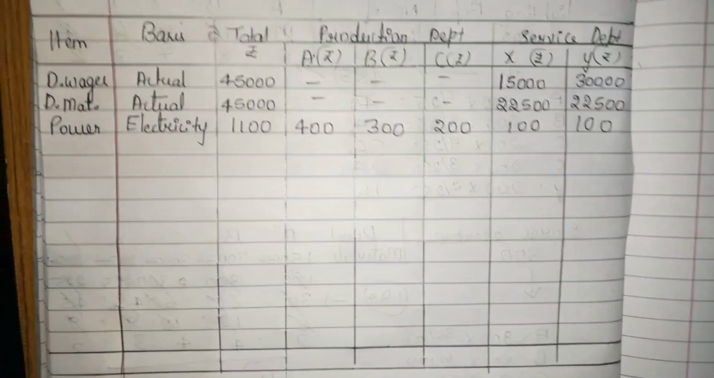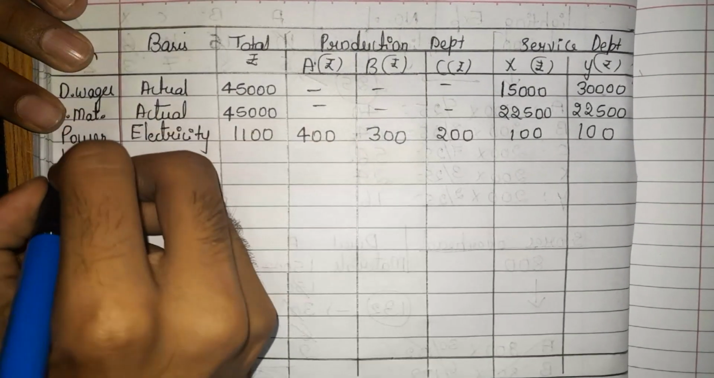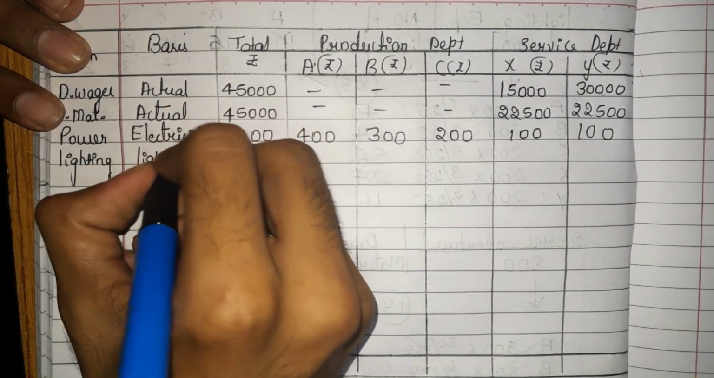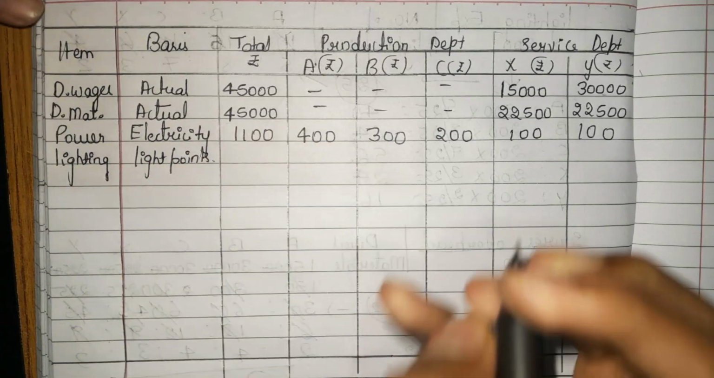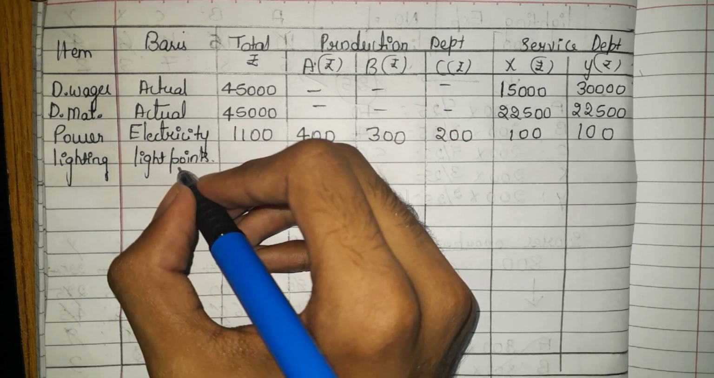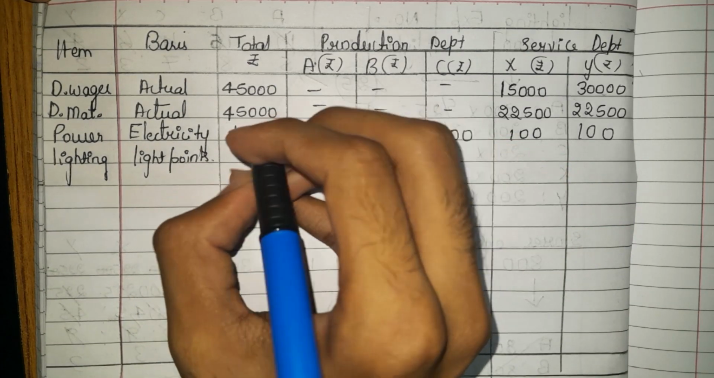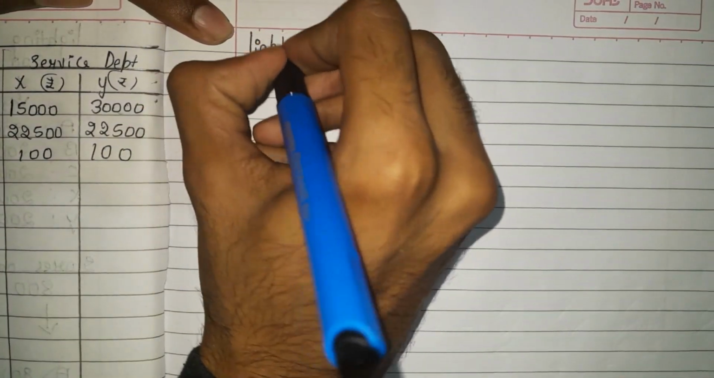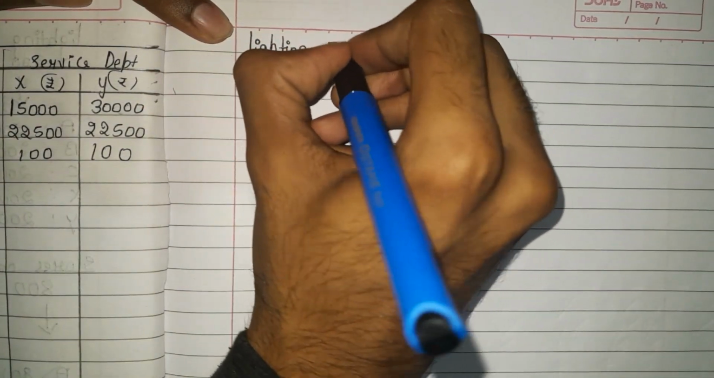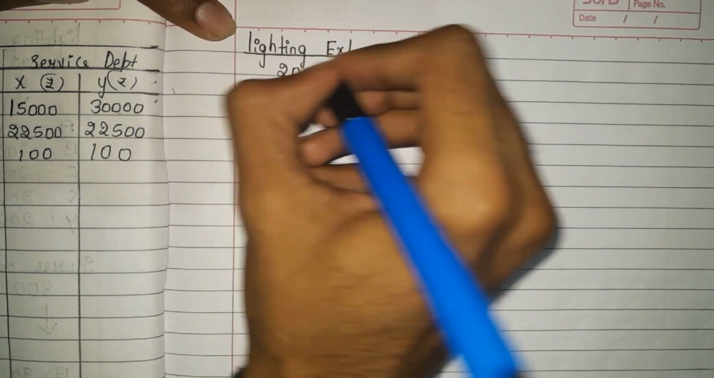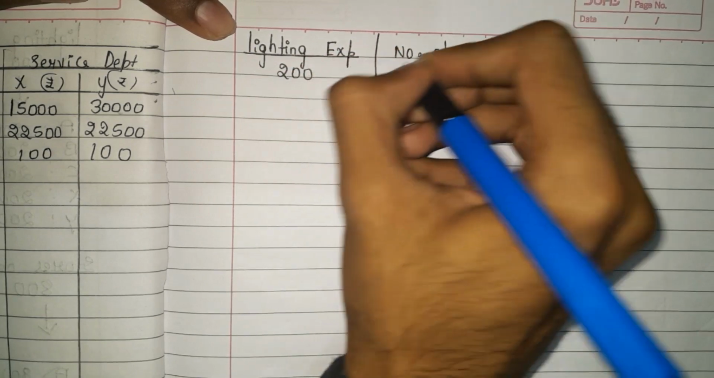Next expense we are having is lighting. Lighting will be based on the number of light points. Whatever number of light points there are in the departments, on the basis of that we are going to divide the lighting expenses. The total lighting expenses is 200 rupees. Now let us divide this lighting expenses on the basis of the number of light points.